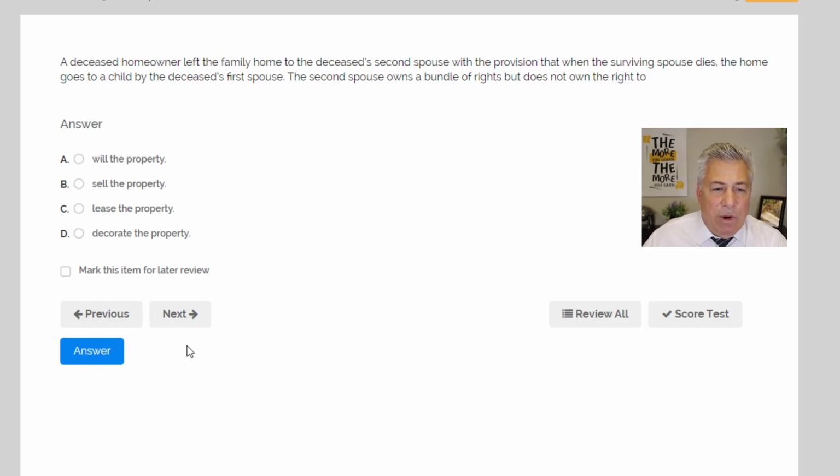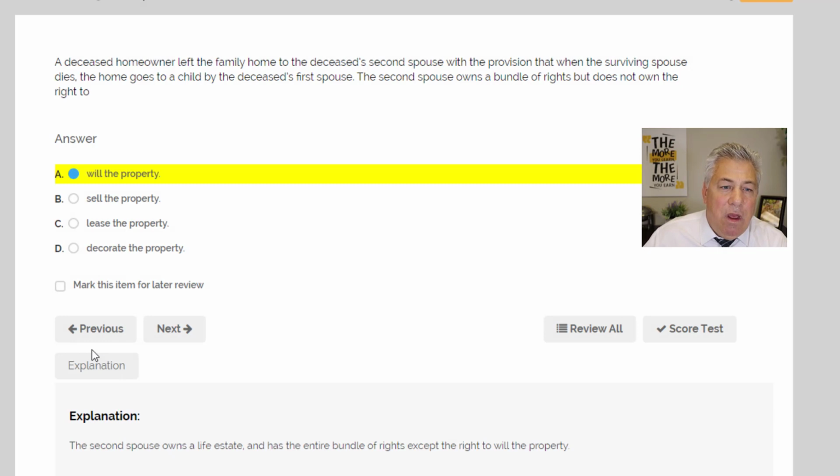Well, what are we talking about here? We are talking about a life estate. And a life estate normally ends with the death of the life tenant. They would not be able to will the property. The second spouse owns a life estate and has the entire bundle of rights except the right to will the property. Ownership will terminate upon their death. Life estate.